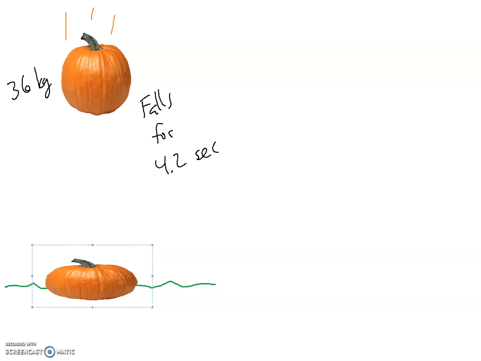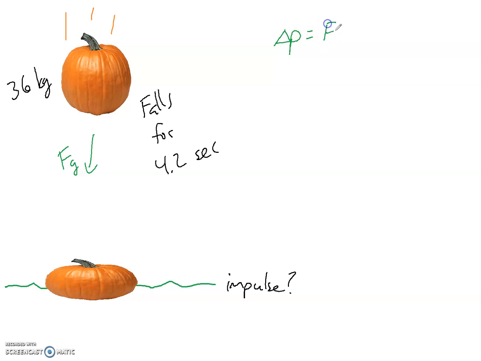We are going to find out, first of all, the impulse when it actually hits the ground. So we're going to look for the impulse at the ground, and we'll just start with that. Okay, so when the pumpkin is falling down, obviously the force of gravity is acting on it, and that force of gravity is acting on it for 4.2 seconds. Well, if I've got the force acting on it and I've got the time acting on it, I can actually calculate the impulse on the way down, because impulse, or change in momentum, is force times time.